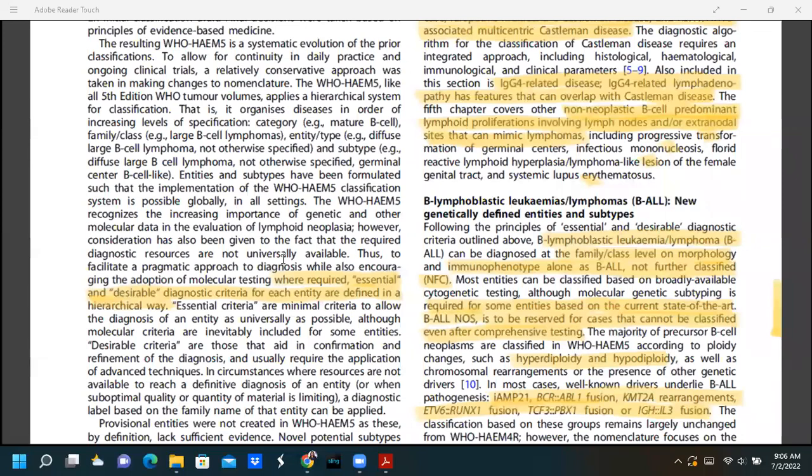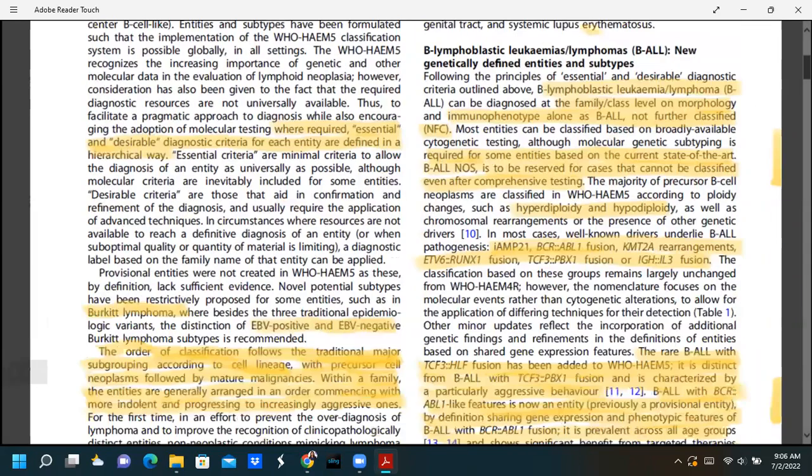And then there is another thing: they have essential and diagnostic criteria and desirable criteria. Previously we used to have major and minor criteria, so we used to have 3 major, 1 minor, or 4 major and stuff like that. Now we have essential criteria, so all the essential criteria together, and then the desirable diagnostic criteria. So that's that. And then let's see what else he has highlighted.